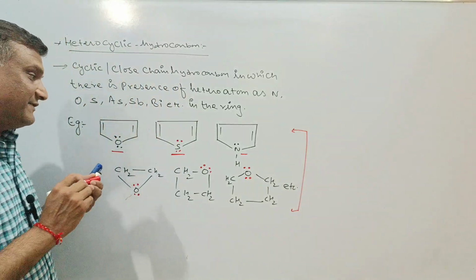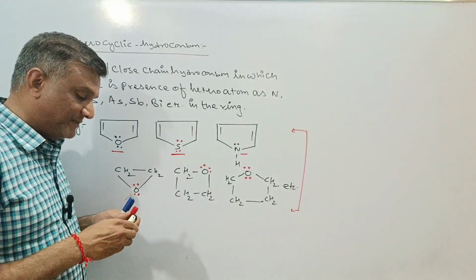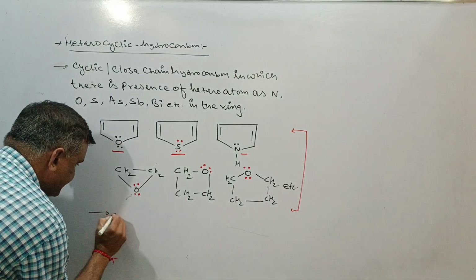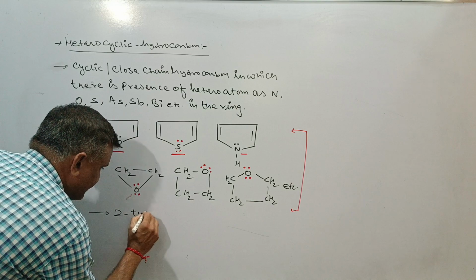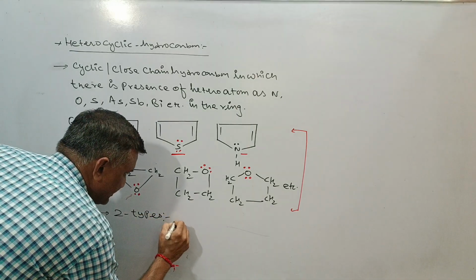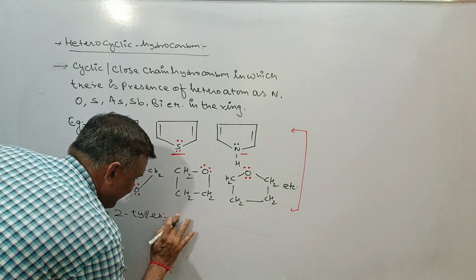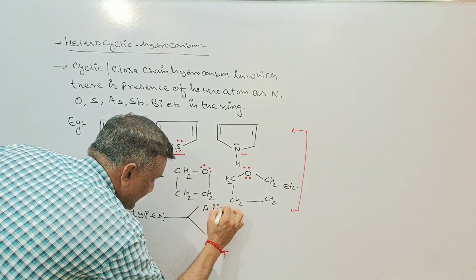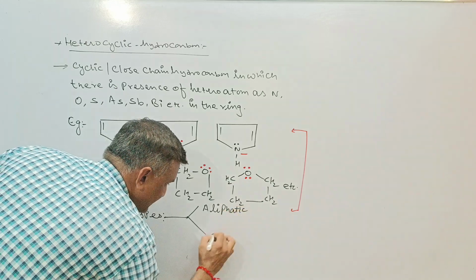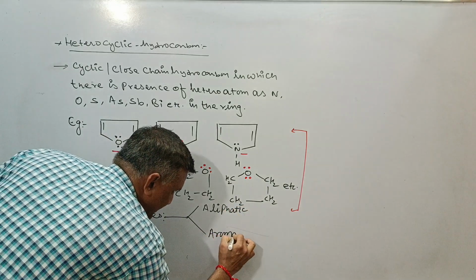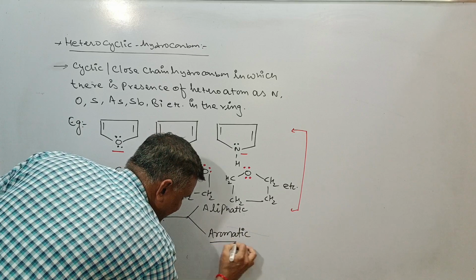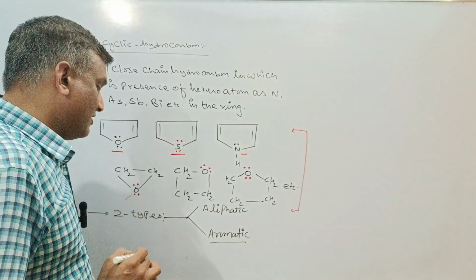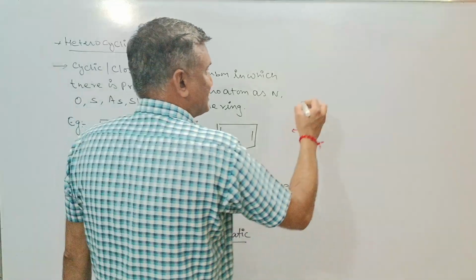Going further with the types of heterocyclic hydrocarbon, there are two types: one is aliphatic, and another is aromatic. Aliphatic and aromatic are the two types of heterocyclic hydrocarbon. How can we explain them? You can explain them as follows.